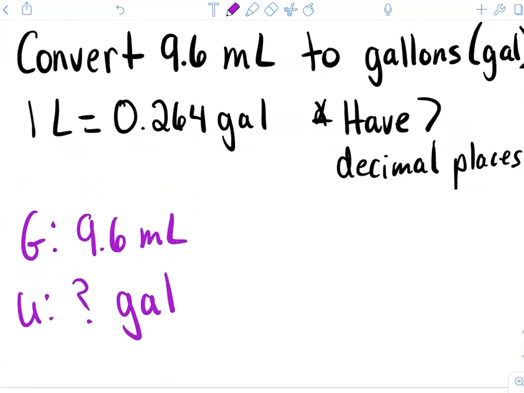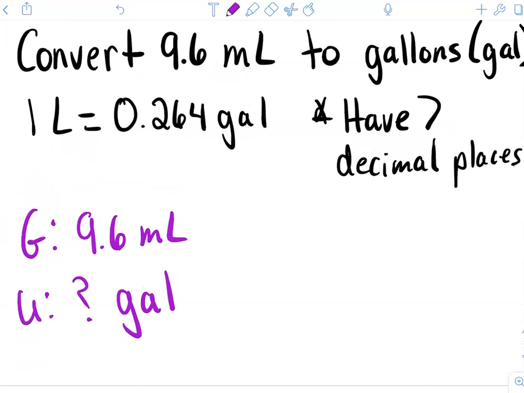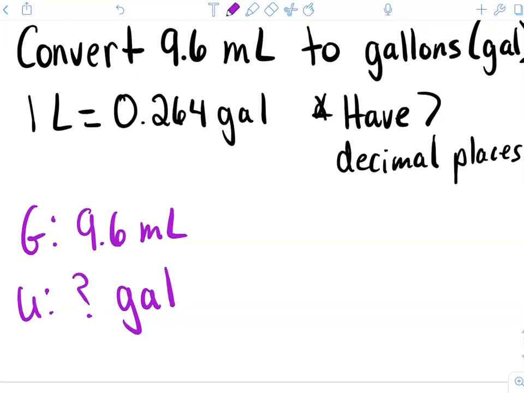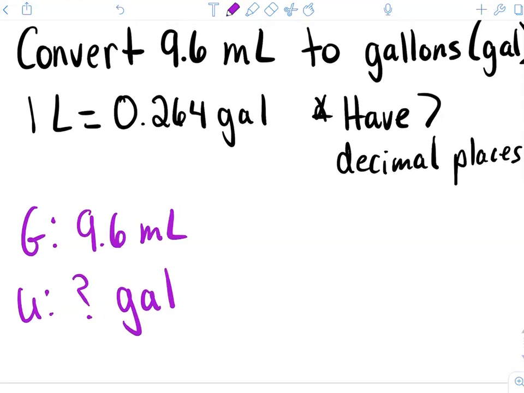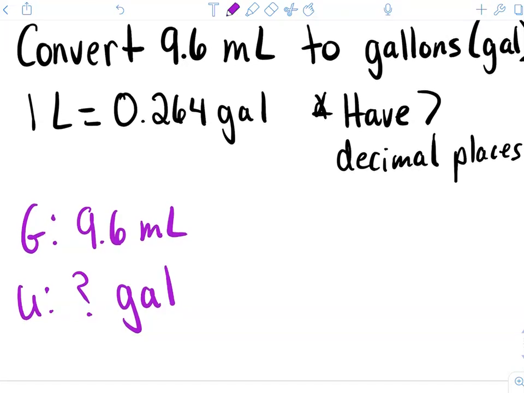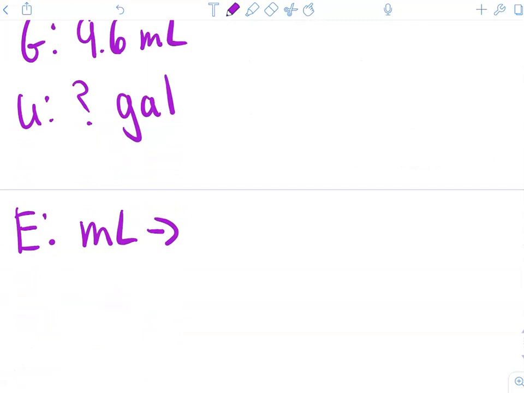But from there, can I go straight from milliliters to gallons? Like, do I have a conversion that is given to me that says so many milliliters equals so many gallons? No. I have 1 liter equals so many gallons, which means I'm first going to have to go to the liter, then I can get to gallons.